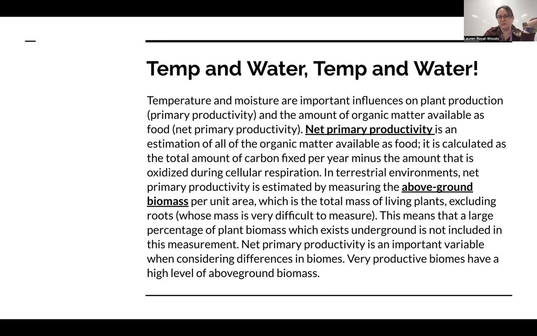In terrestrial environments, the primary productivity is basically biomass. So, the total mass of everything that's living on the land, excluding the roots, which is weird because roots are really difficult to measure their mass. I know, but I can measure a carrot, and a carrot's a big root. Yeah, it's one of those weird technical things, because if you think about it, what is a root?